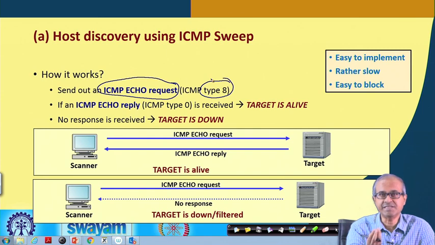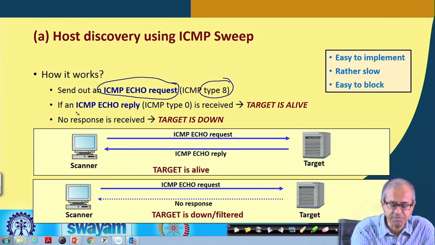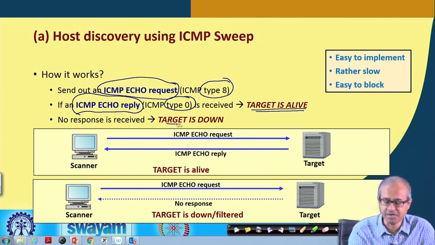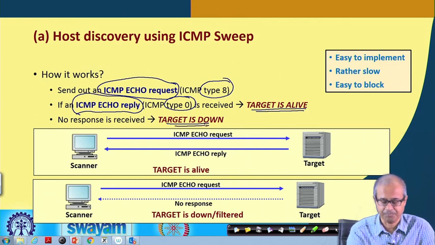Okay. So, for the host that you are trying to discover, you send an ICMP echo request packet to that host. What will the host do? The host will possibly send back an ICMP echo reply packet if it is active, if it is alive, and this echo reply packet is of type 0. These are all ICMP packet types. So, if you receive the echo reply packet, then your conclusion is that the target is alive, but if no response is obtained, then you conclude that the target is down.